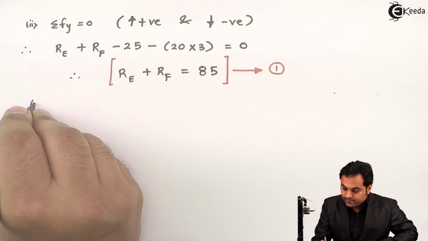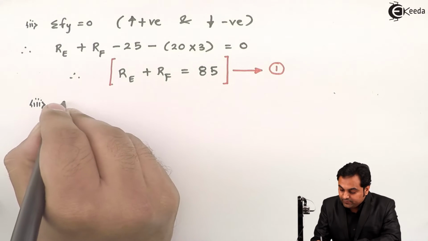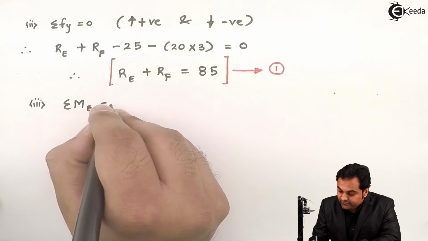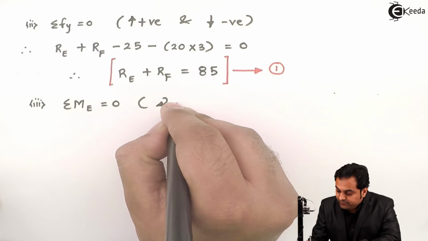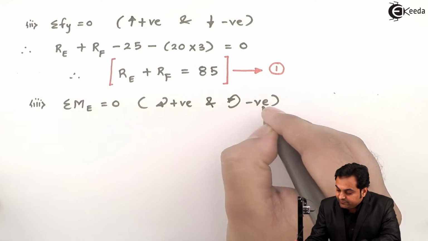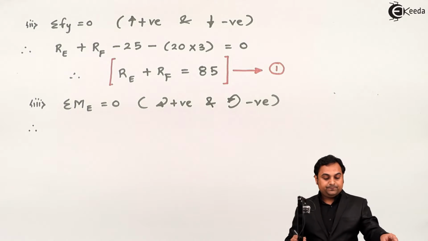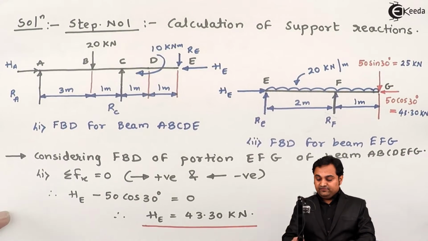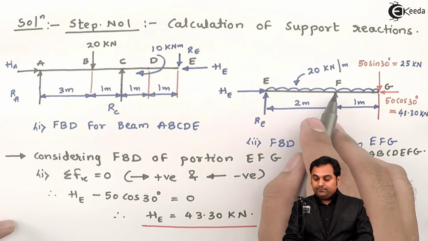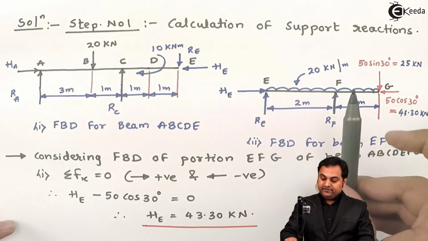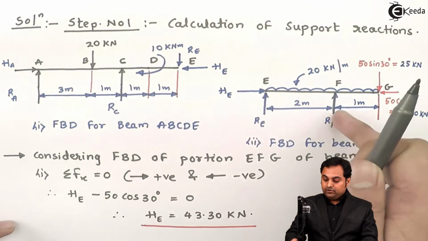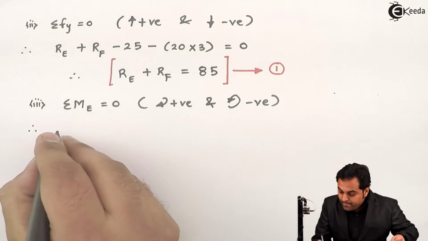So I'll write down the next condition of equilibrium. Summation of moments about point E is equal to 0, where clockwise moments are treated positive and anti-clockwise moments as negative. So therefore, we have here point E. If I take the moment of RF, it will produce anti-clockwise moment since it is acting upward, and when I'm taking the moment it comes in anti-clockwise direction at point E. So minus RF into 2.